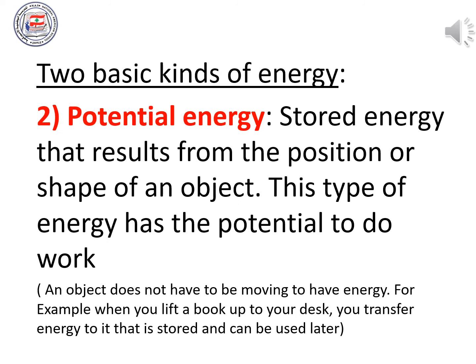The second kind of basic energy is called potential energy. It is the stored energy that results from the position or shape of an object. This type of energy has the potential to do work. This is why it's called potential energy. An object does not have to be moving to have energy, which is kinetic energy. For example, when you lift a book up to your desk, you transfer energy to it that is stored and can be used later. This energy that is not related to motion is called potential energy.